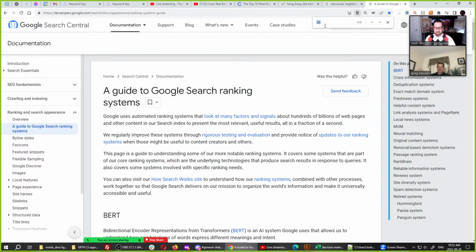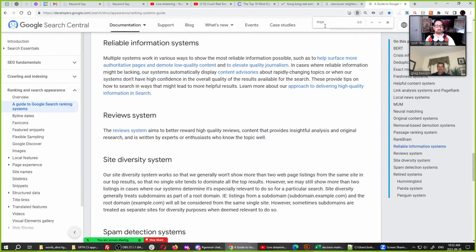Okay, what about TF-IDF? That's what the other tools use. TF-IDF, is this here? No. Term frequency, inverse document frequency, they do not use. It's not here. They don't use it, right? Those systems, LSI and TF-IDF, are like 20 years old. They do not use these systems anymore.